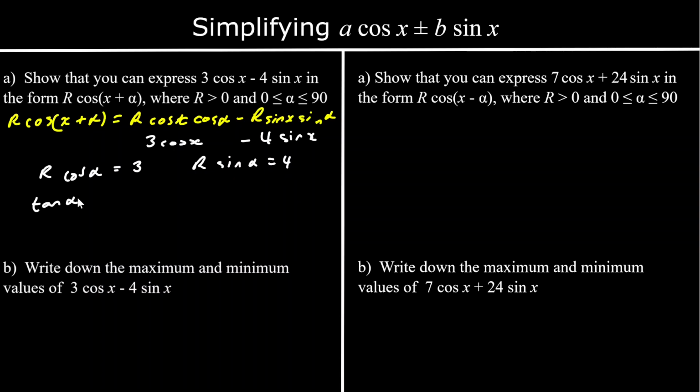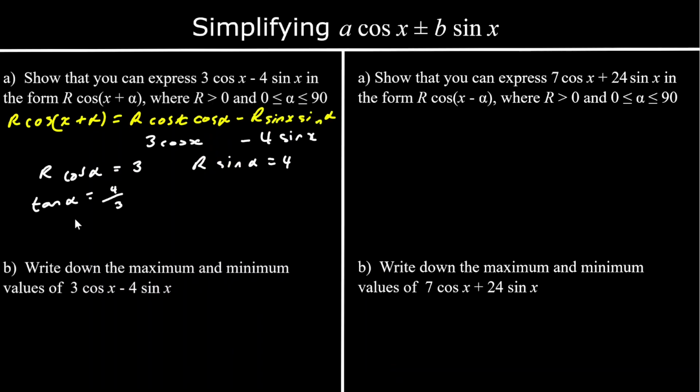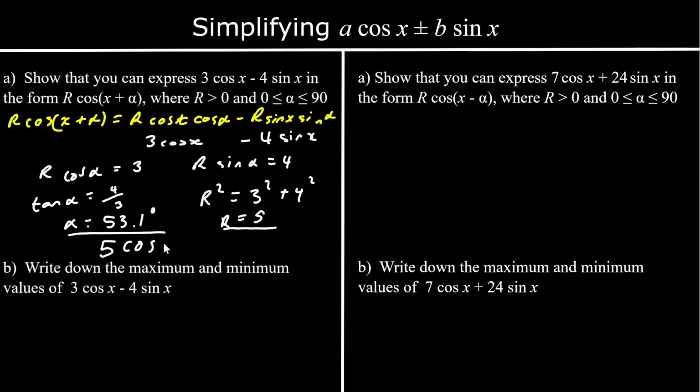Tan alpha, so the sine equation divided by the cos equation, is 4/3. Shift tan 4/3, 53.1. 53.1 degrees. To find r, we use Pythagoras. R squared is 3 squared plus 4 squared. R must be 5. So it's 5 cos x plus 53.1.